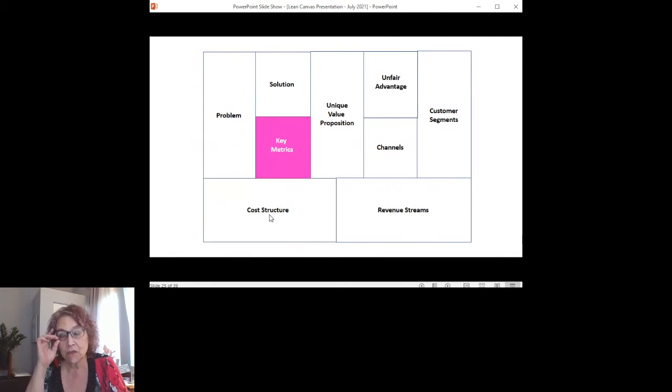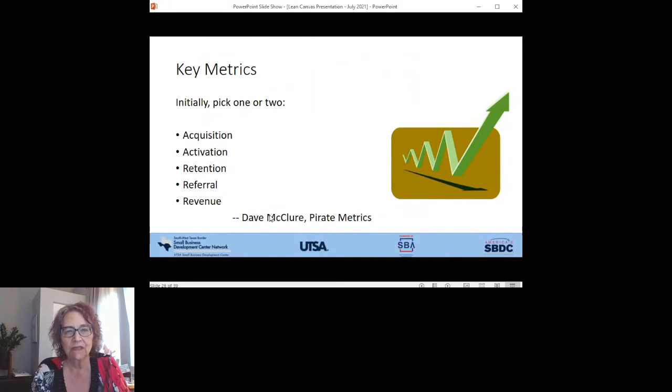And then the key metrics. This is sometimes a really hard one to figure out how you want to measure how you're doing. So my advice is initially you just pick one or two from this list. And this comes from Pirate Metrics by Dave McClure.